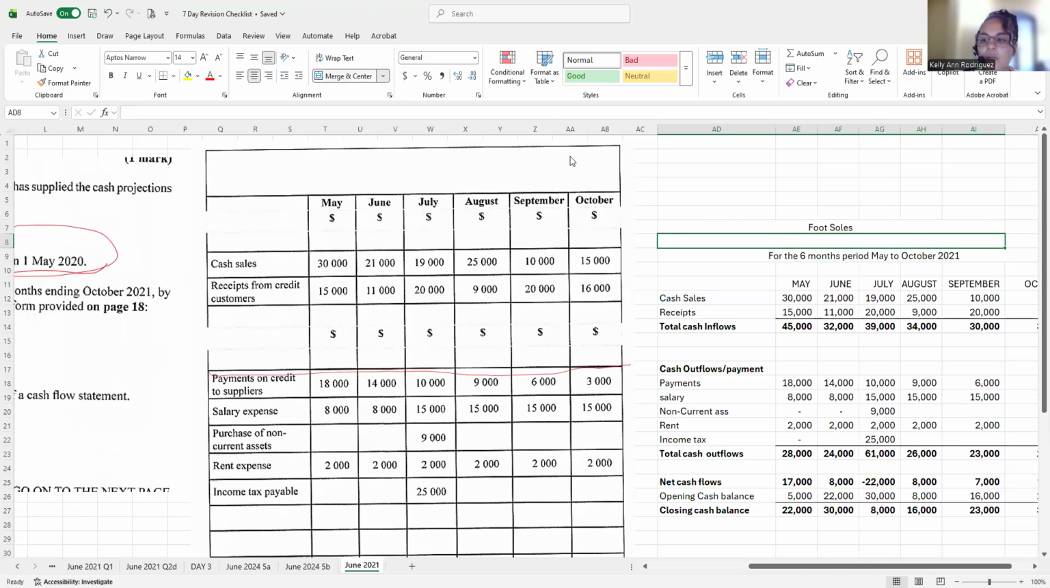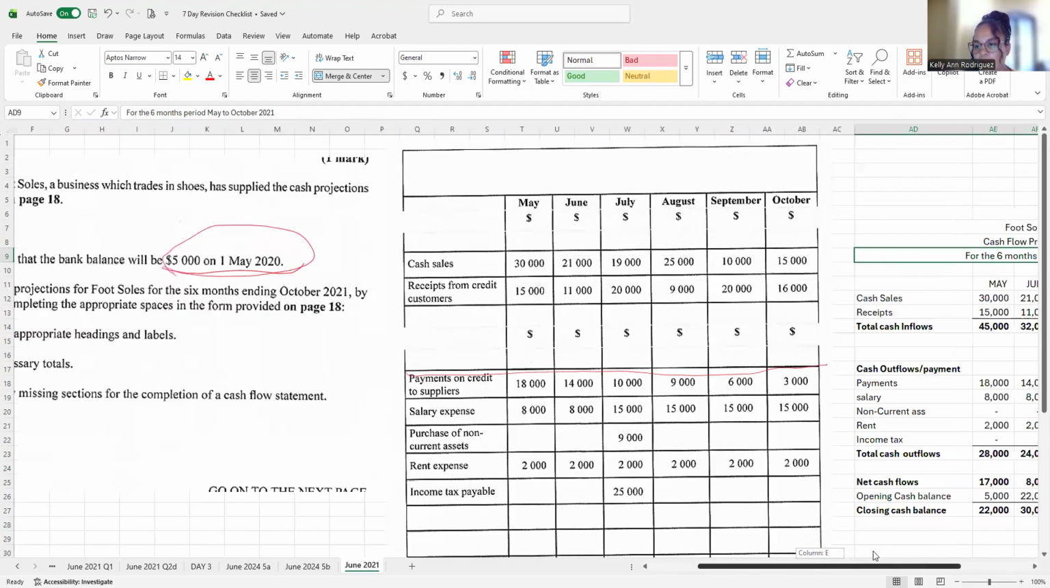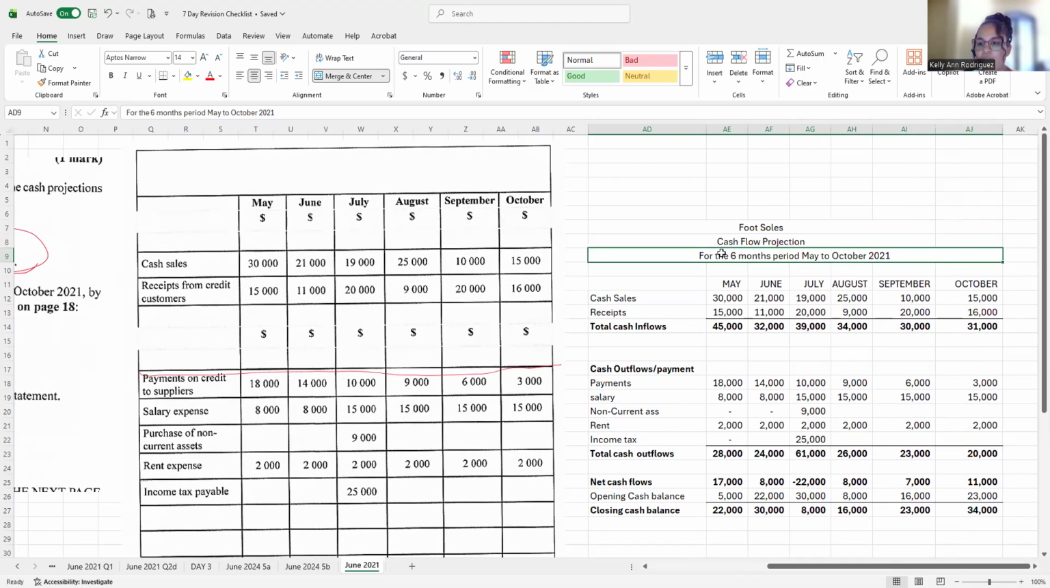And what did you do? You do a cash flow projection as required by the examiner, right? Prepare cash flow projections. So this is your cash flow projection for the 6 months period, May to October 2021 for Foot Soles. And that was it. We beat the time. We are here on time.